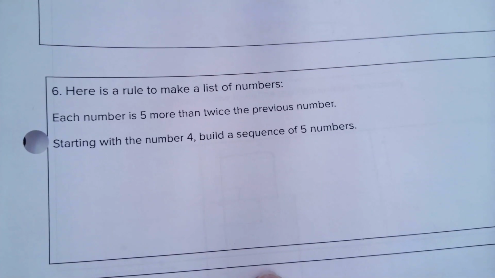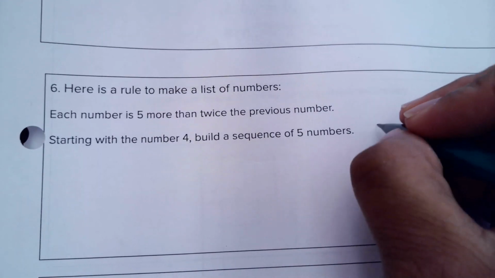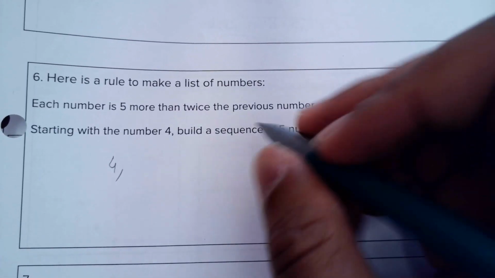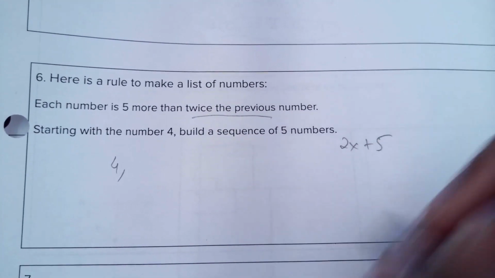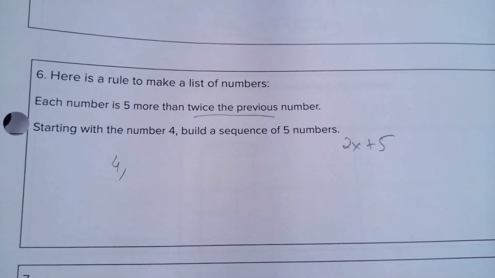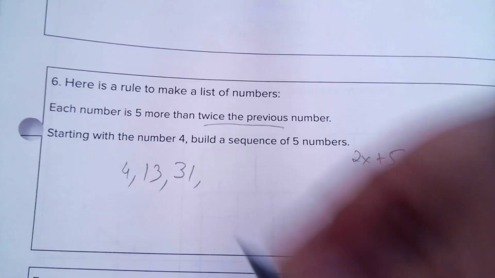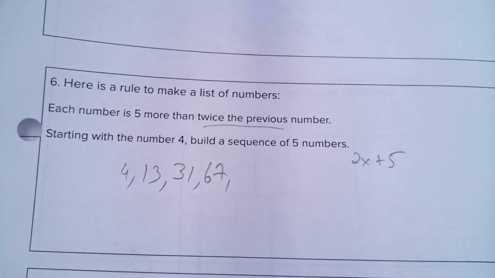Each number is 5 more than twice the previous number. Basically, say the previous number is 4. What is the equation? Twice the previous number, so it's 2x plus 5. So 4 times 2 is 8. 8 plus 5 is 13. 13 times 2 is 26 plus 5 is 31. 31 times 2 is 62 plus 5 is 67.